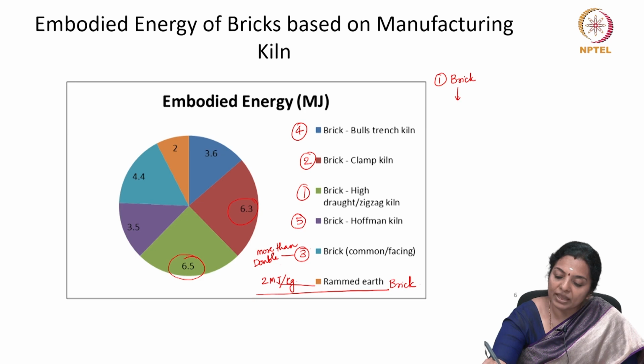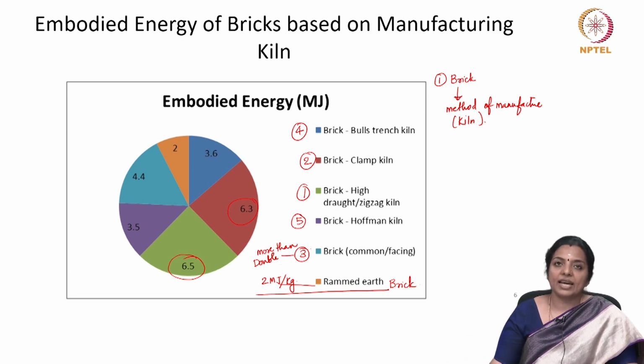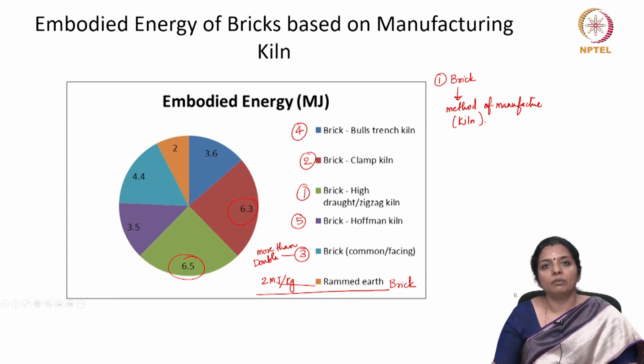Next, the method of manufacture, which is in the form of the kiln that is used to burn the brick, is the reason why the embodied energy of the brick may be high or low. Hence, try to choose brick which is burnt using a technology which does not make the brick a high embodied energy building material.